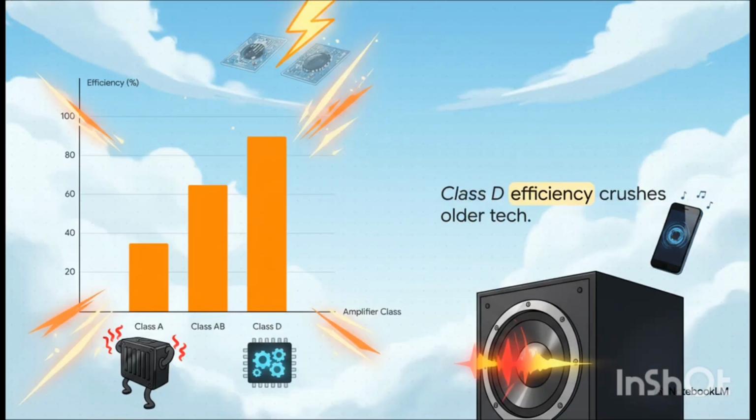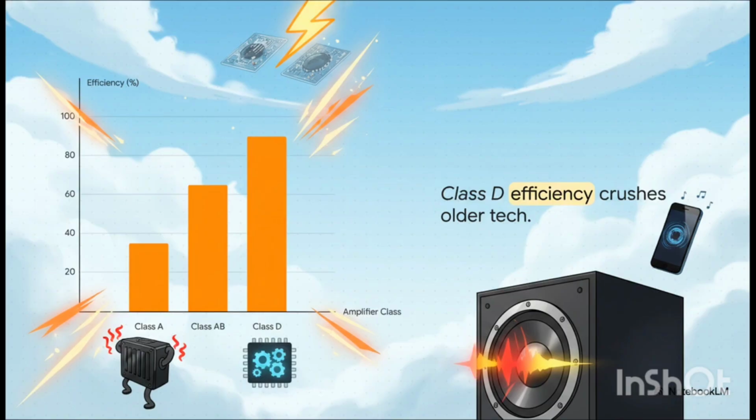And here is exactly why Class D took over the world. Just look at this efficiency showdown. Class A sits way down at 35%. Class AB manages about 65%. But Class D routinely blasts past 90% efficiency. That means if you need 100 watts of sound, the amp might only pull 105 watts from the wall.